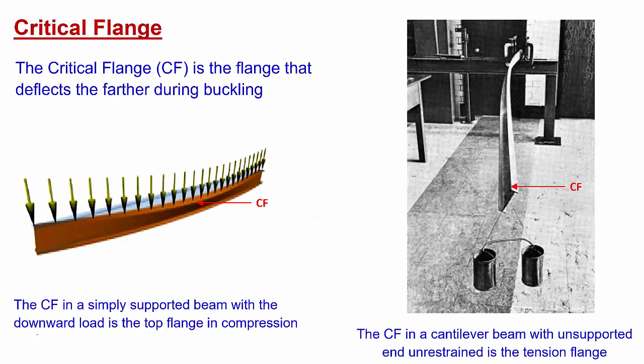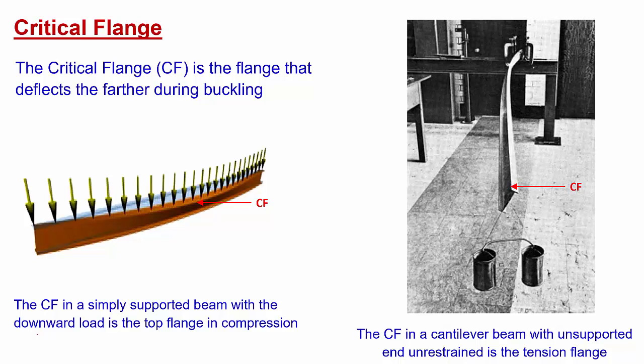Now, to understand what full restraint and partial restraint are at the section, we need to understand what the critical flange is first. The critical flange is the flange that deflects the farthest during the buckling. So it is the flange that will go farthest while buckling is occurring.